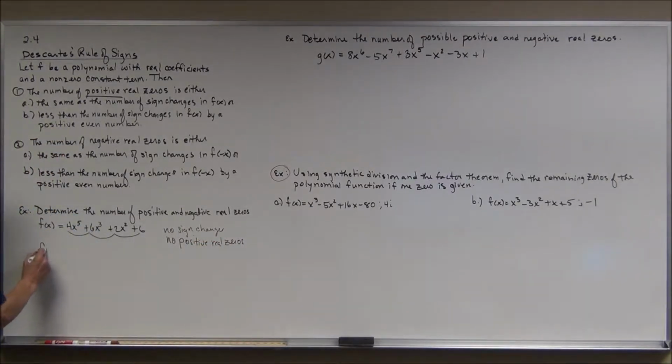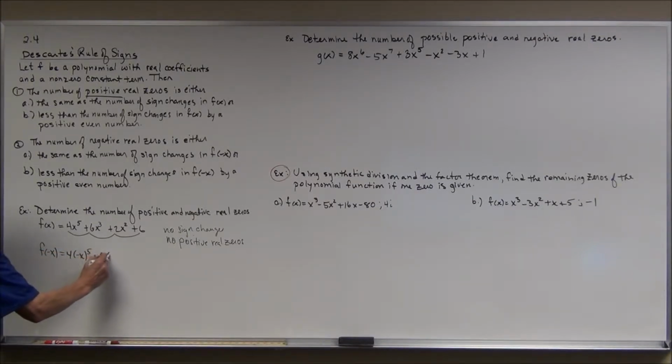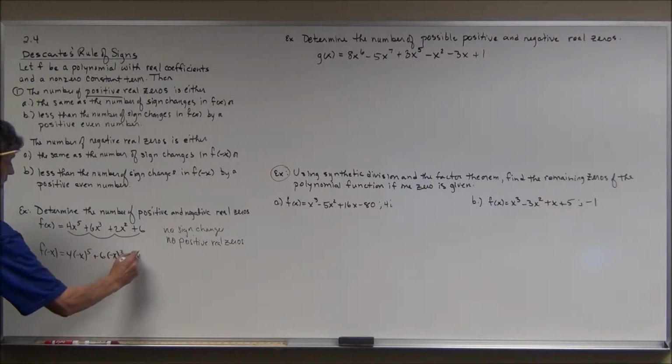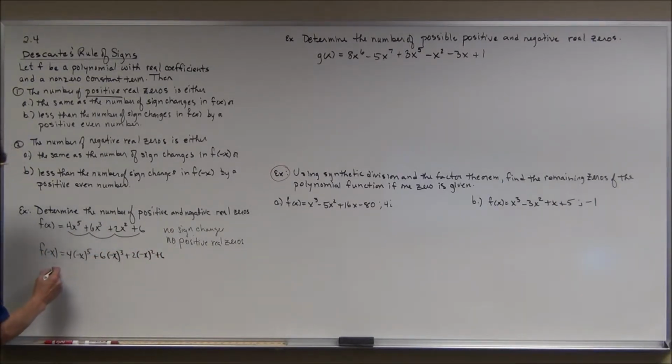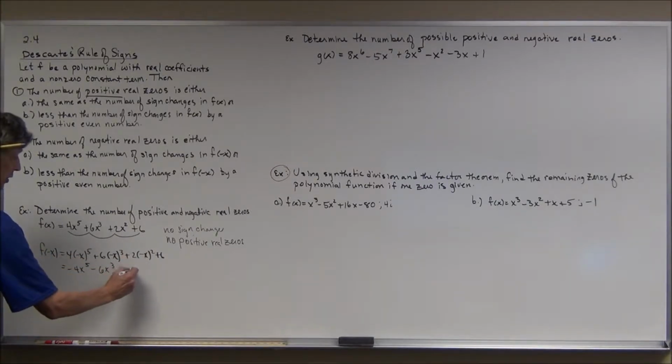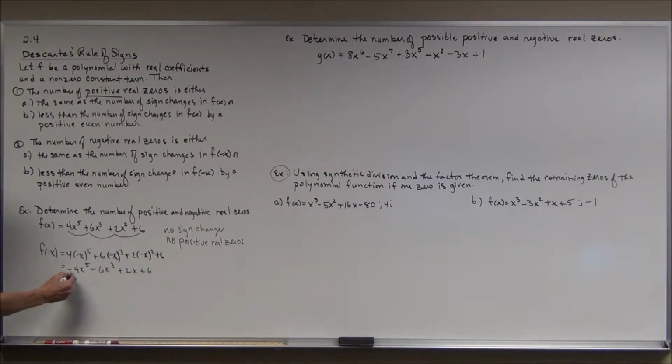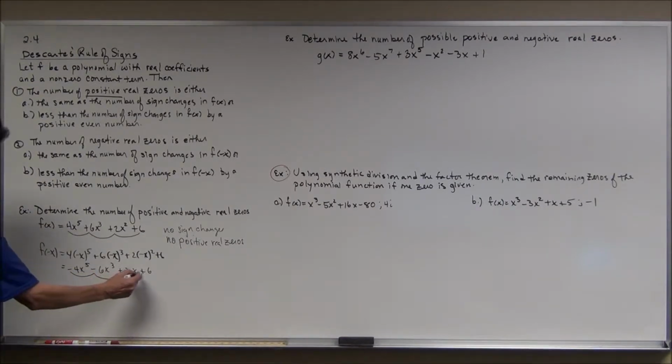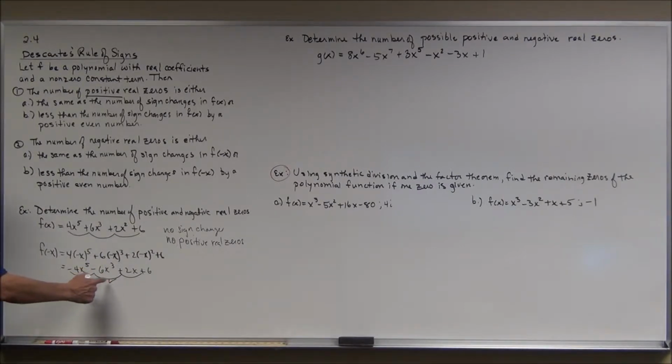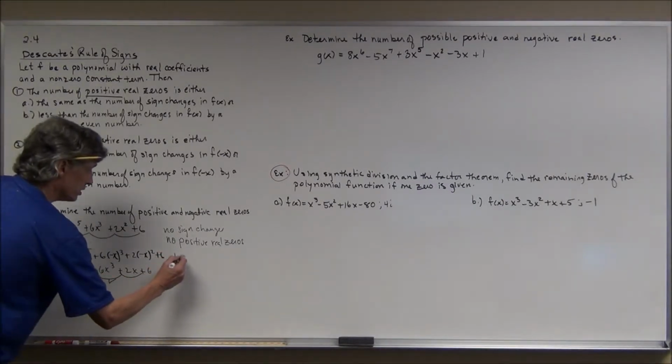Now we look at f of the opposite of x, which would be 4 times the opposite of x to the 5th, plus 6 times the opposite of x to the 3rd, plus 2 times the opposite of x squared, plus 6. And simplify this, I'm going to have 5 factors of negative, so this is negative 4x to the 5th, minus 6x to the 3rd. Signs are changing now. It won't change here because the negative times the negative is positive. So plus 2x plus 6. Now if this is going from negative to negative, from negative to positive, there's a sign change. And from positive to positive, no sign change there. So I only have one sign change.